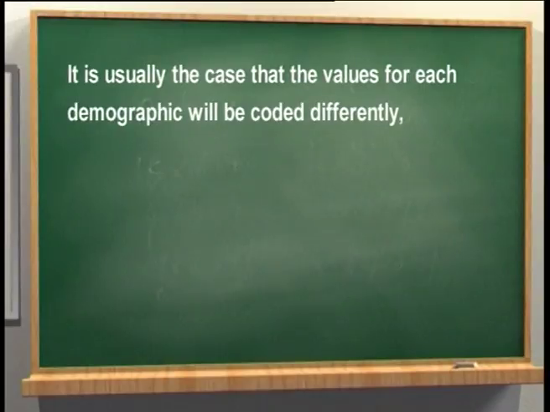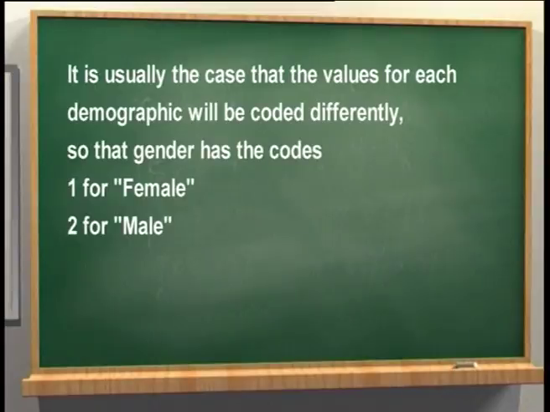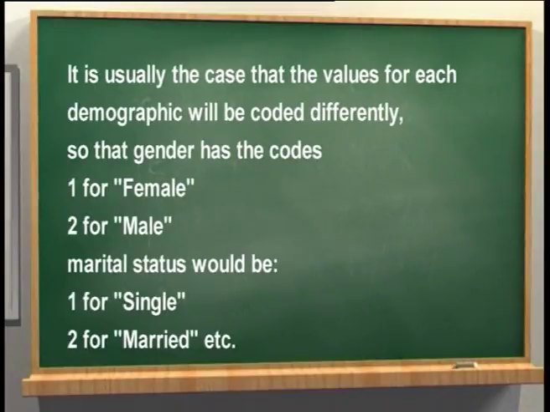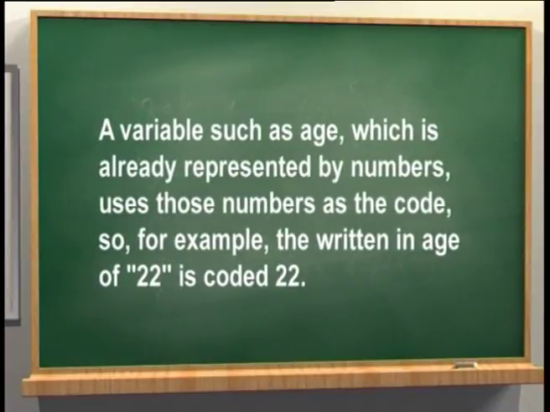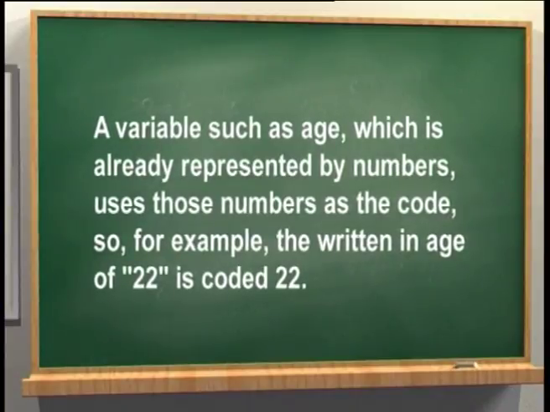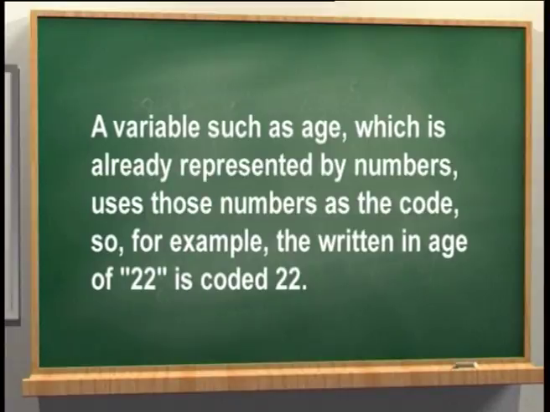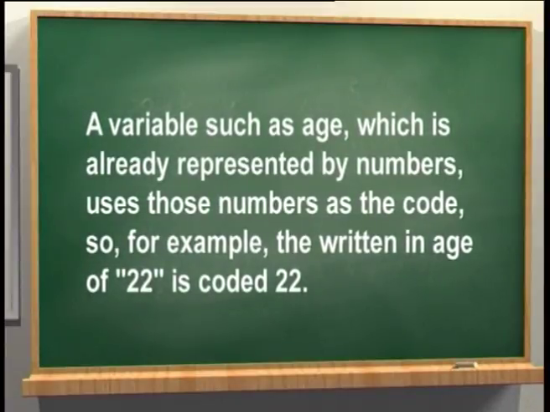It is usually the case that the values for each demographic variable will be coded differently, so that gender has the codes 1 for female and 2 for male. Marital status would be 1 for single, 2 for married, etc. A variable such as age, which is already represented by numbers, uses those numbers as the code. So, for example, the age of 22 is coded as it is, that is 22.